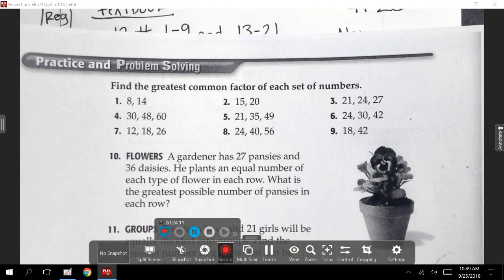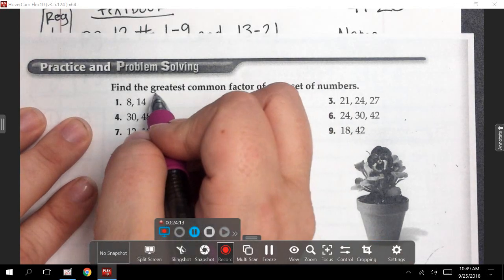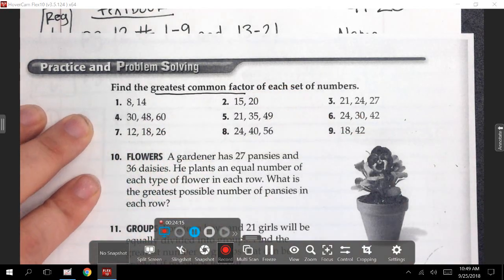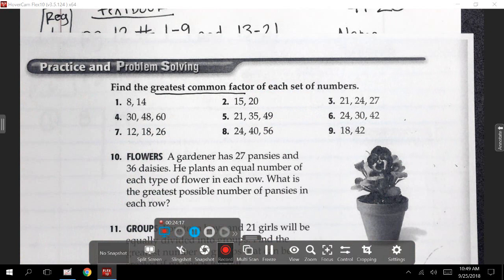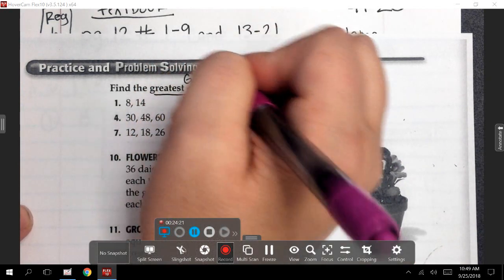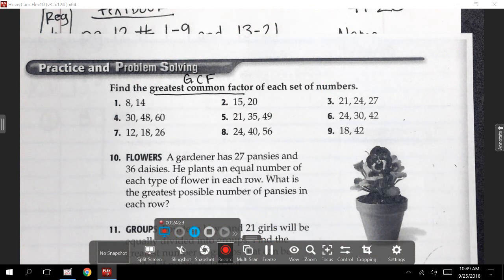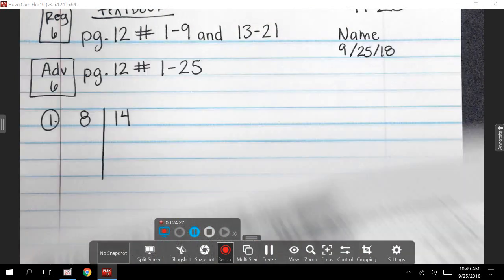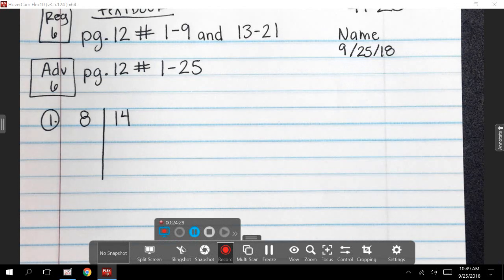On here, on number 1, do you see where it says find the greatest common factor? So what am I looking for? Greatest common factor. GCF. Remember, you do not write on these papers. Do not write in your book, okay? I'm just doing that so we can see that, okay? GCF, correct?